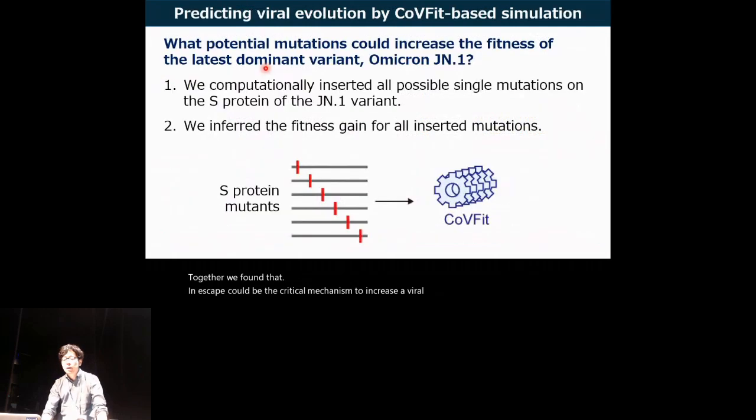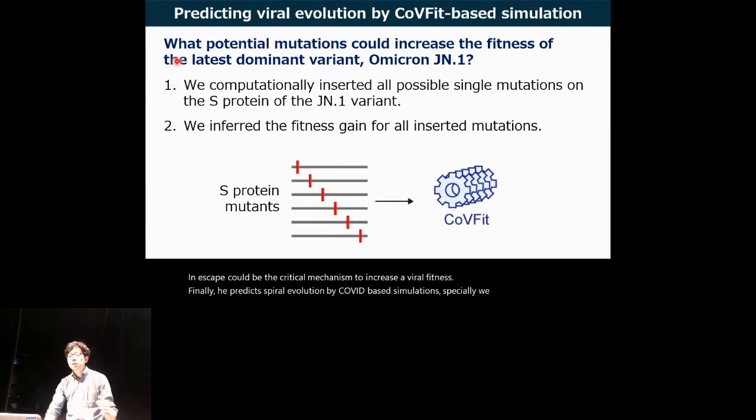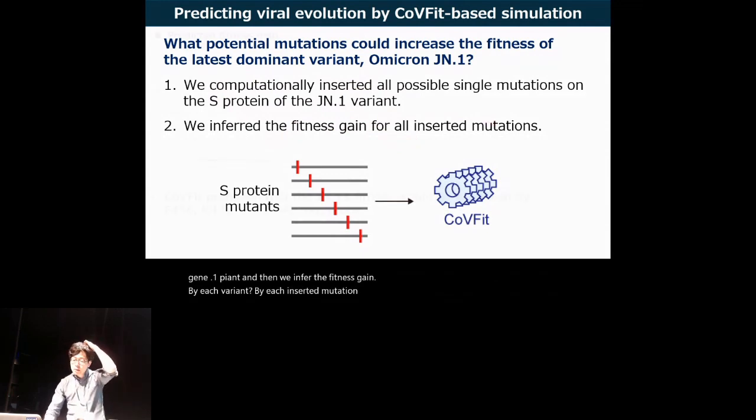Finally, we predict viral evolution by COPFIT-based simulations. Specifically, we predicted what potential mutation could increase the fitness of the latest variant, Omicron JN.1. For this purpose, we computationally inserted all possible single amino acid mutations on the spike protein of the JN.1 variant. And then we infer the fitness gain by each inserted mutation using COPFIT. And this is a predicted result.